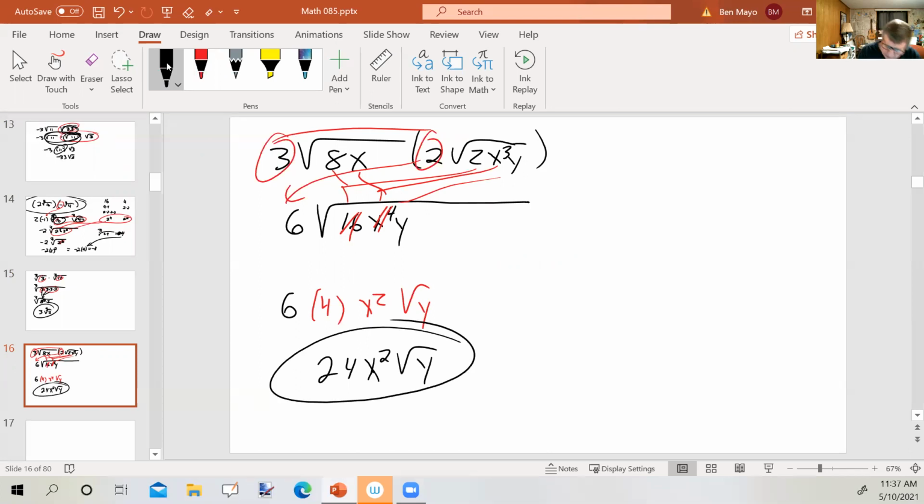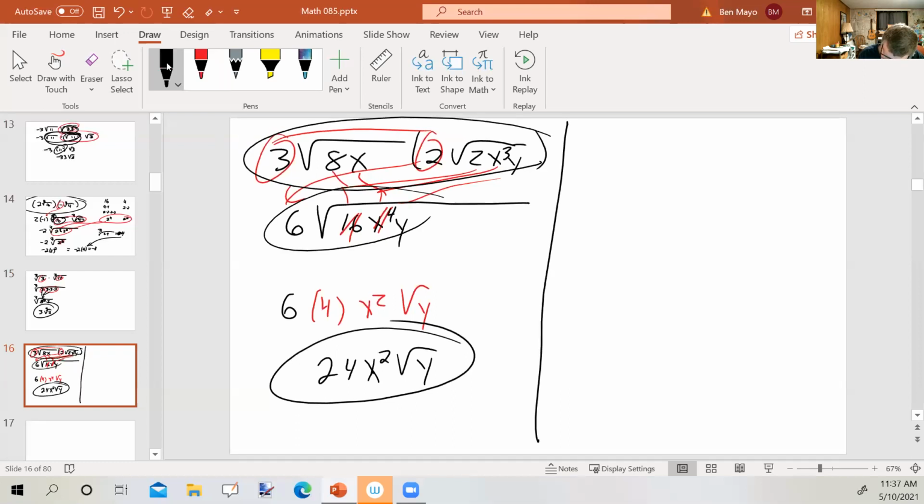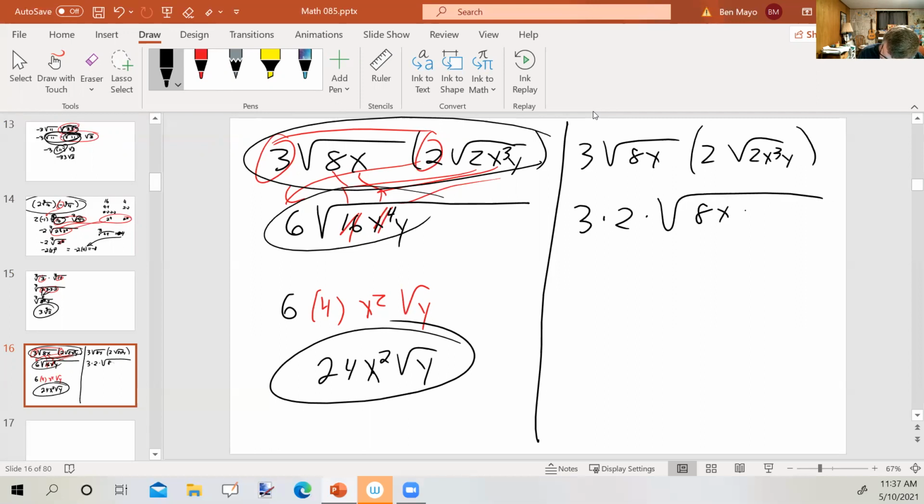Okay, I'm going to go back through this problem and show how I got from here to here, sort of doing it the drawn out longer way. So that would be 3 times 2 times the square root of 8x times 2x cubed y, which would be 6 times the square root of 16x to the 4th y, which again would result in that. Okay.